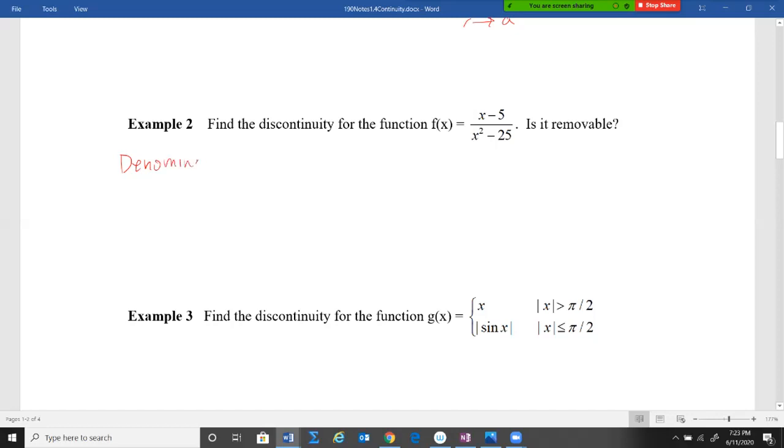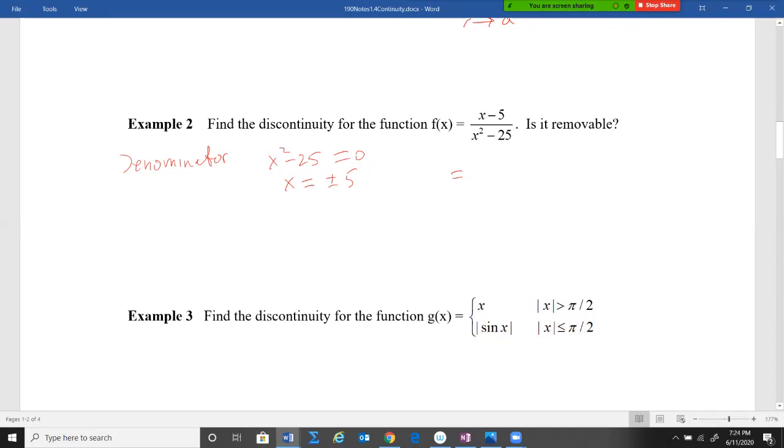Okay, denominator. So we have x squared minus 25 equals 0. Well, we can see that that will happen at x is plus or minus 5. We can see that. And okay, so we definitely have discontinuities there. Question is, are they removable?